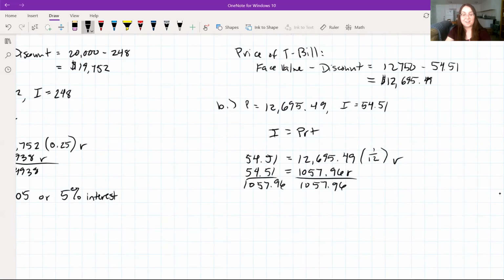And as always, I invite you to do this problem on your own, or calculate this on your own. And if you had, you should have gotten that your rate would have been 0.0515, or 5.15%.